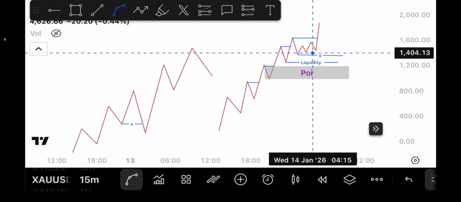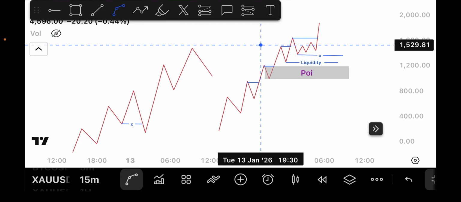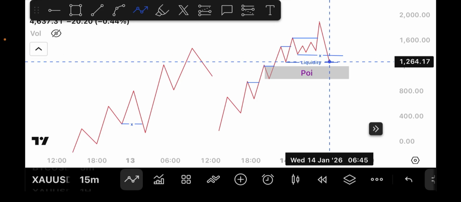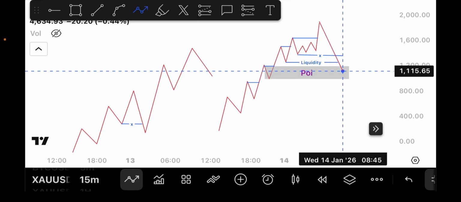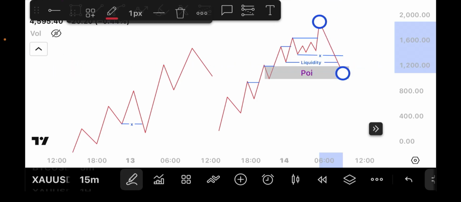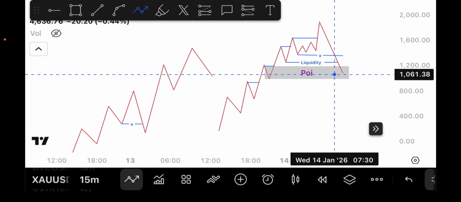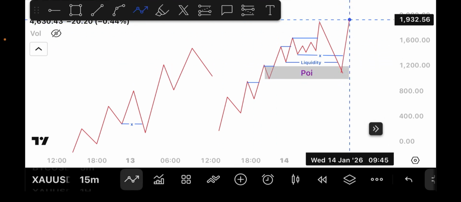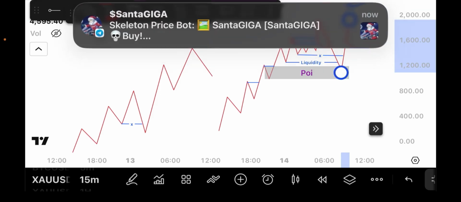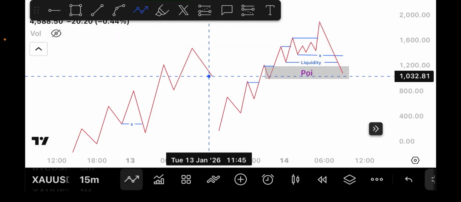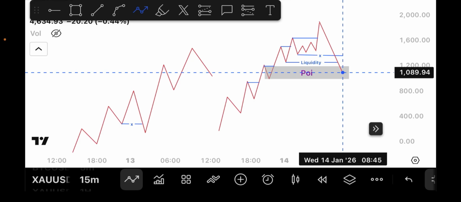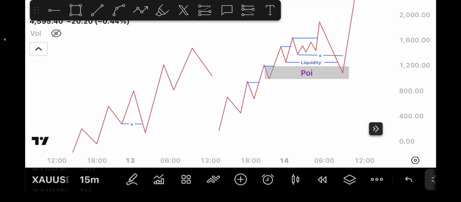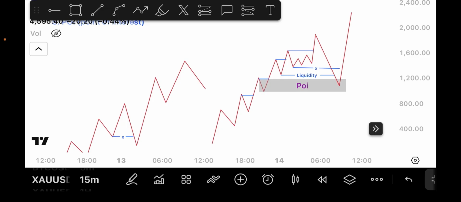So we are expecting the market to come down and take all the inducement. We are expecting the market to do something like this, clear all the liquidity, all the inducement. Then we buy. We buy from this zone to go and take the recent high, because of liquidity.